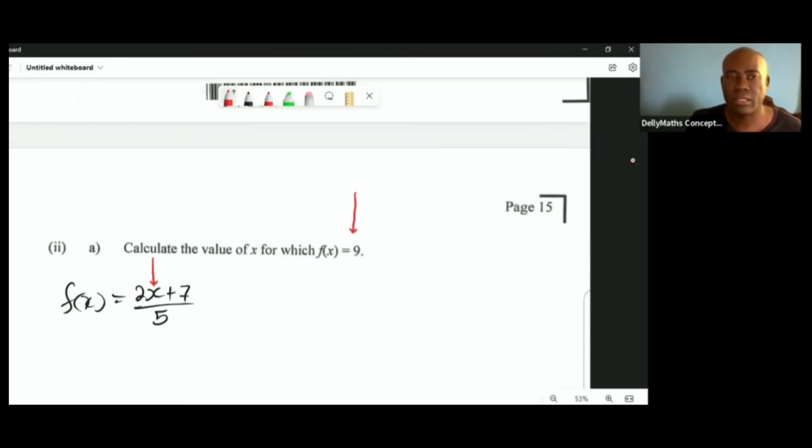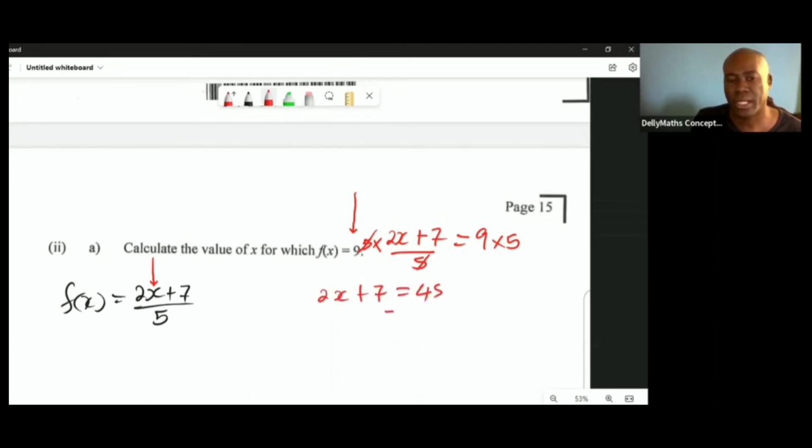So basically, in order to do that, all we have to do is to equate the function to 9. So we're going to equate the f function to 9. So we're going to say (2x + 7) over 5. We're going to let this equal to 9. Right? And then now we're going to solve for x. So in solving for x, we're going to multiply both sides by 5. So that cancels that. So we're left with 2x plus 7, which is equal to 45.